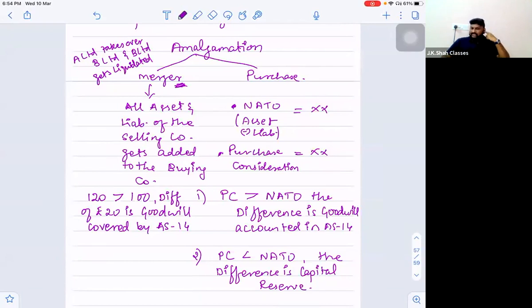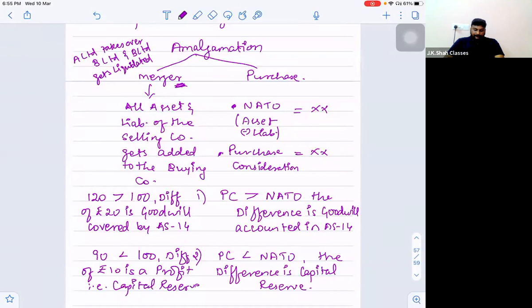But in the second situation, the purchase consideration, what you are paying, is less than the assets that you are taking up. So this is a profitable situation for you. It means you are paying only 90 rupees, which is less than the assets takeover of 100. So the difference of rupees 10 is a profit, that is capital reserve. I hope you get this point.